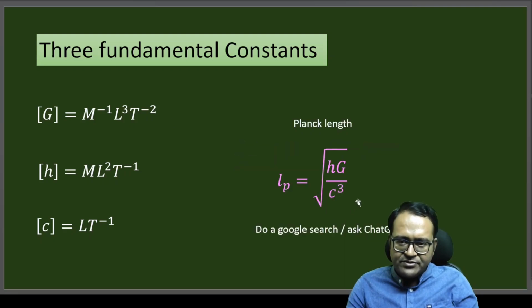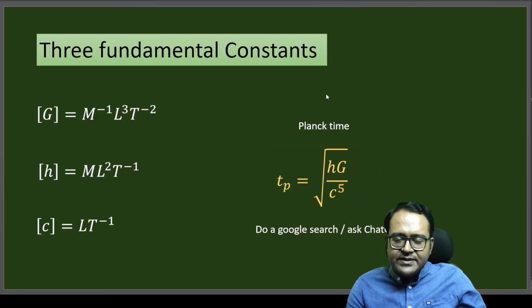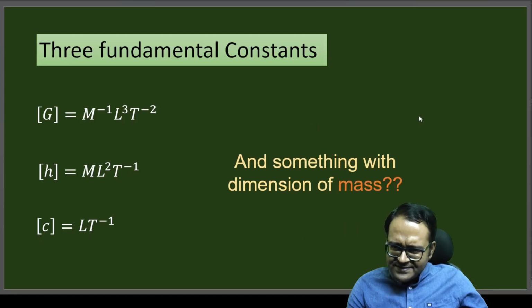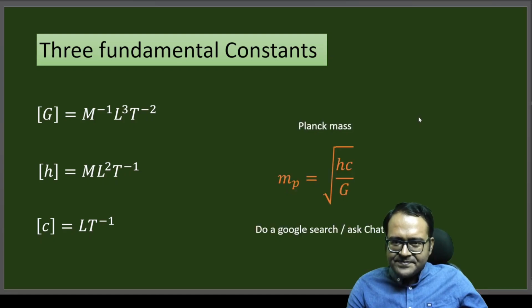Length has c to the power 3. Time has c to the power 5. Square root of hg by c to the power 5. This is Planck time. Again, do a search. Can we create something with dimension of mass? Sure. This is Planck mass. You'll see the dimension of mass will be the square root of hc by g. Do this or verify all this.